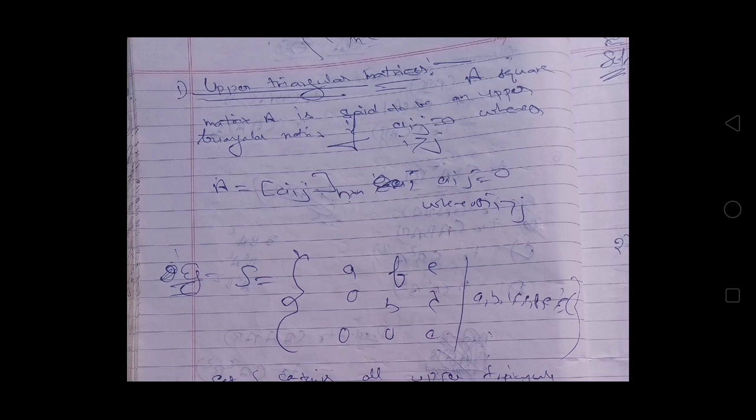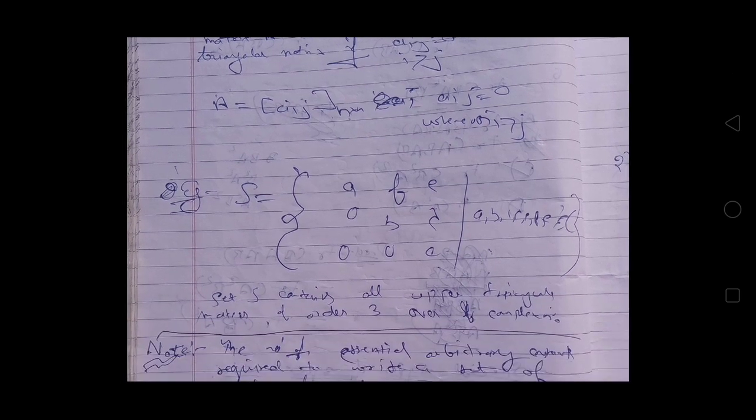I have given you an example. You can see this example. In this example, you can see S contains all upper triangular matrices of order 3 over complex numbers, where A, B, C, D, E belong to complex numbers.